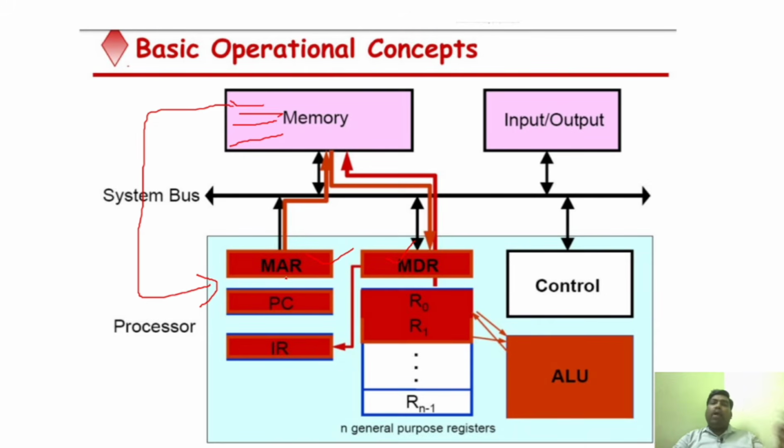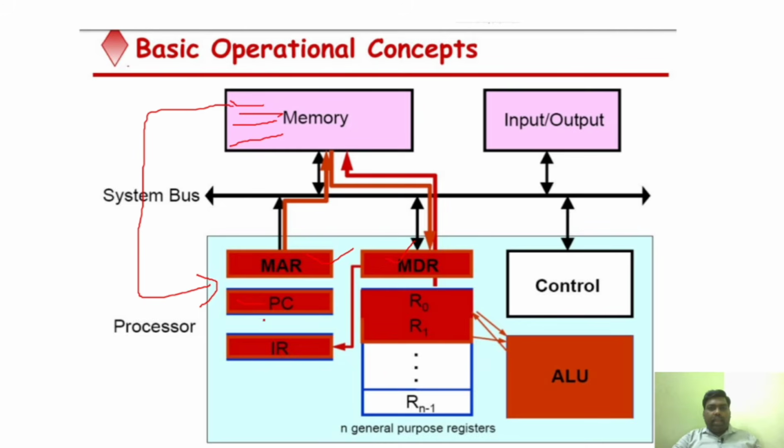And very important registers are the program counter and the instruction register. The program counter is the one which will tell you what is the next instruction that is going to be executed. The instruction execution will start at the first step with the program counter. Whatever instruction is present in the program counter, that instruction will be executed next.